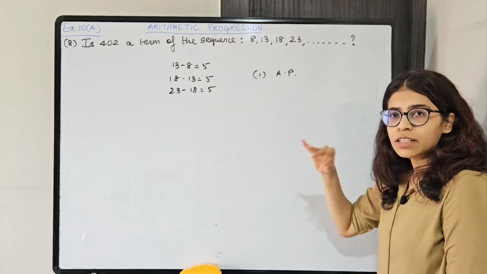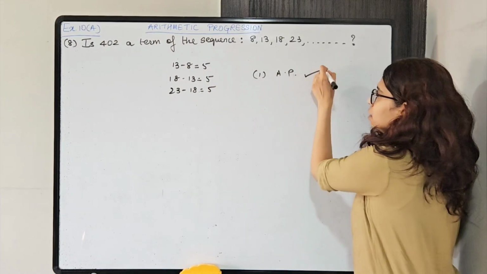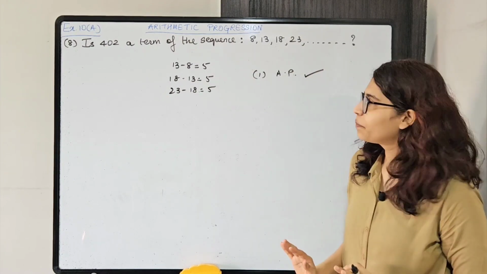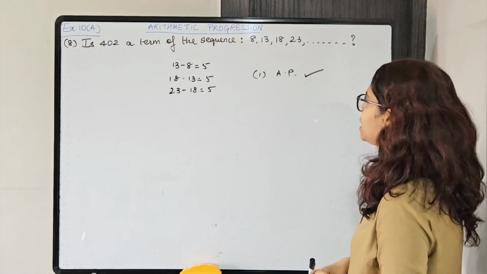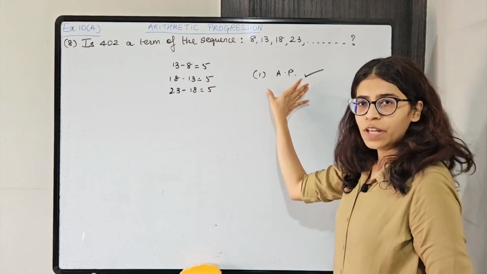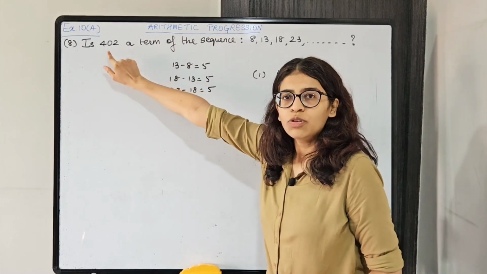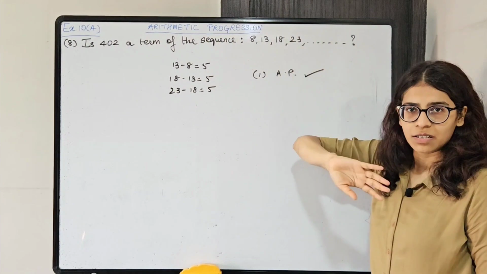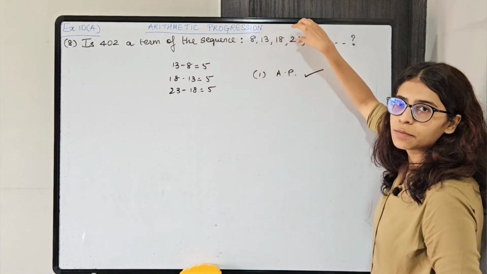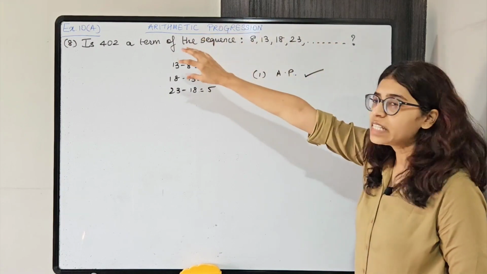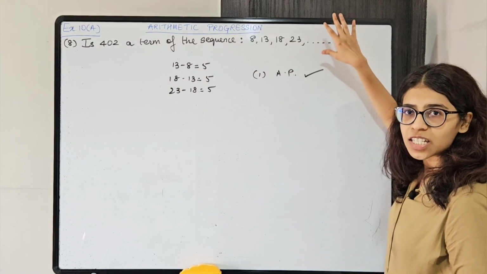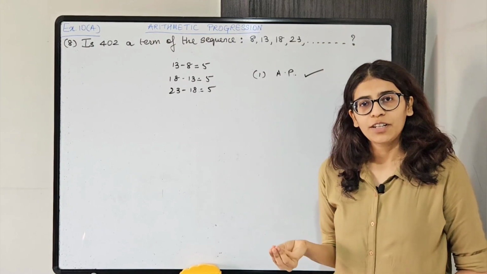Once you prove that this is an AP, then move on to the main part of the question. What do we have to find out? Is 402 a term of the sequence 8, 13, 18, 23? So now we know it is an AP. Is 402 a term of this AP? They have asked. Like 8 is the first term, 13 is the second term, 18 is the third term, 23 is the fourth term. Is 402 a term of this AP? So how will you find out?